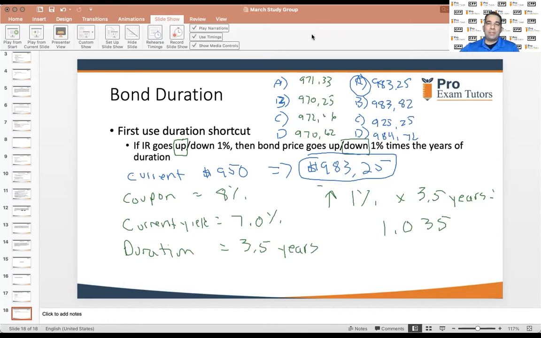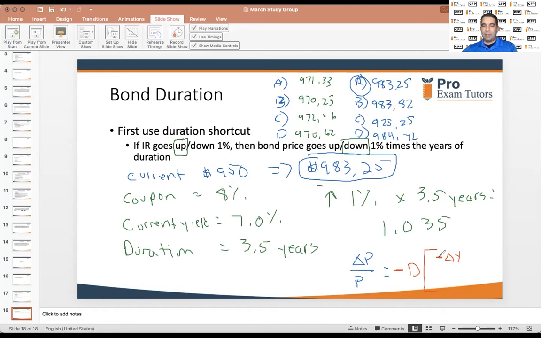Now, what is the formula? Let's try to fit this in here. Our formula is that the change in the bond price relative to the price of the bond is, this is where it gets a little bit messed up, this duration figure here on your formula sheet is always negative, because interest rates and bond prices move exactly opposite of each other. And you're going to have the change in the yield. In this case, this is a negative. We're going down by 1%.